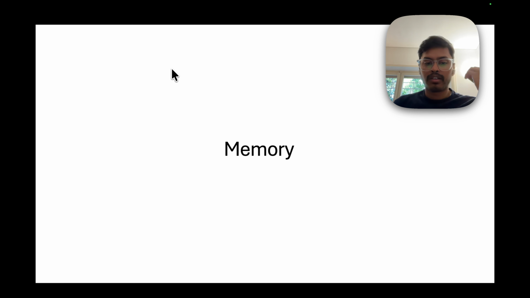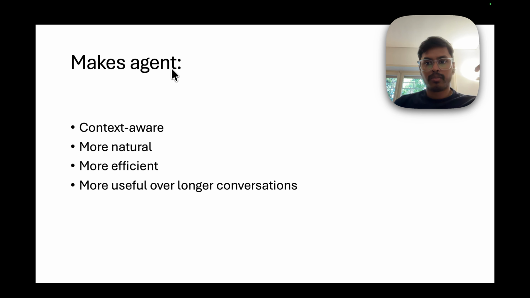So why does an agent need memory? Memory makes the agent more context aware. It's going to understand the nuances better with the flow of the conversation. It will be richer in understanding the question, more natural and more efficient, and also useful for long conversations. Instead of asking the whole thing again repeatedly, it can understand the meaning and follow up based on the questions you ask after multiple turns.